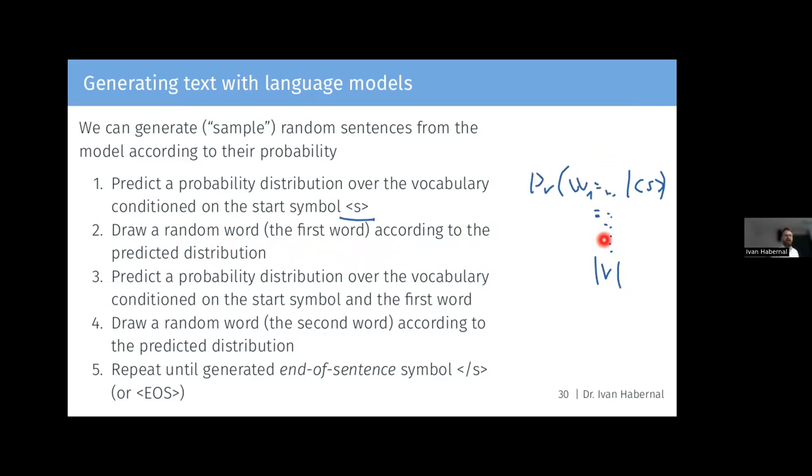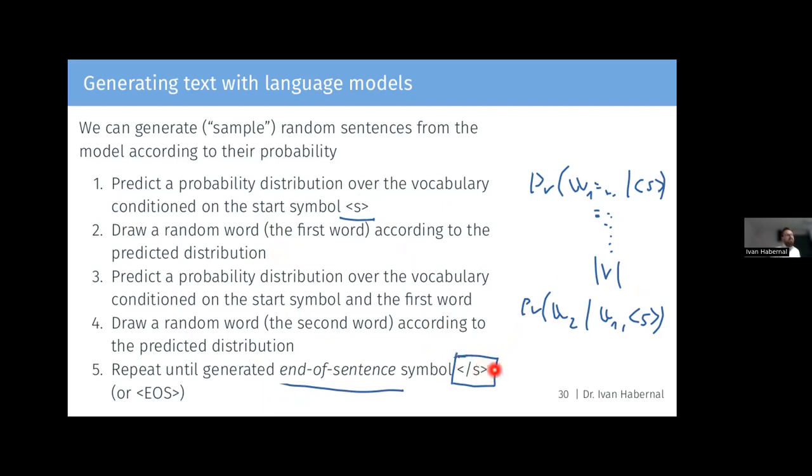So how can we draw a sample from this kind of categorical distribution? You can take the maximum probability word, why not, or maybe some others. So you pick a word and then you continue predicting the probability distribution over the vocabulary conditioned on the start symbol and the first word. So then you're saying, what is the probability of W2 given W1 and S? And so on. You repeat until you hit another special symbol, the end of sentence. This is something we need to put into the vocabulary as well, because if we forget an end-of-sentence symbol, then we will never stop. Something has to terminate it somehow.